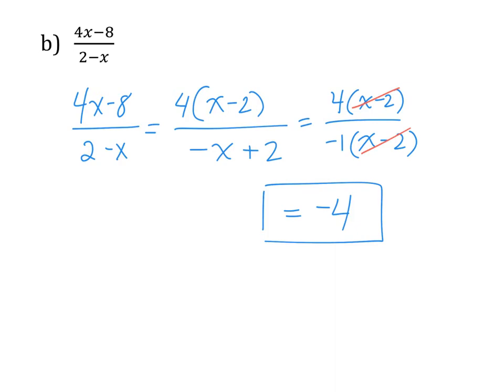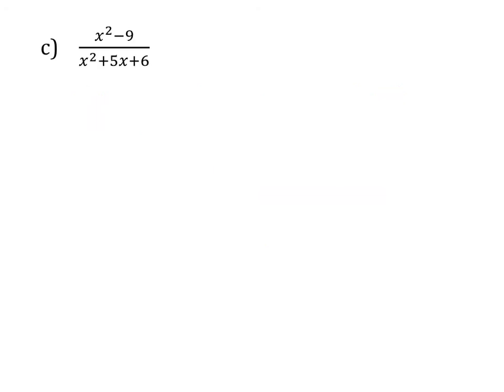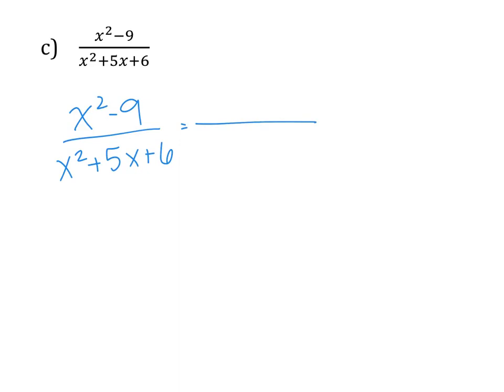So be careful with ones like this. You always want to switch it to where it looks kind of normal. Okay, looking at this one, x squared minus 9 divided by x squared plus 5x plus 6. We always want to work on the easier side first, and the easier side for this one is actually going to be my numerator, right? So I'll use the difference of squares. I know the factorization of x squared minus 9 is just x plus 3 times x minus 3.